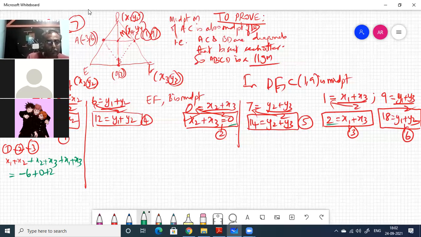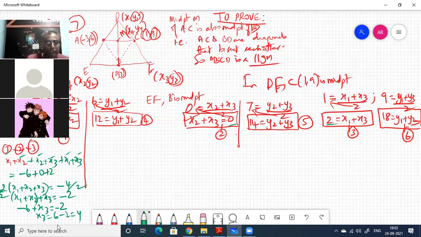So x1, x2 and x3 are each found 2 times. So 2 into (x1 plus x2 plus x3) is equal to minus 4. Divide both sides by 2: x1 plus x2 plus x3 is equal to minus 2. Now we know x1 plus x2 is minus 6, so minus 6 plus x3 is equal to minus 2. So x3 is equal to 6 minus 2, which is 4. x3 is equal to 4.